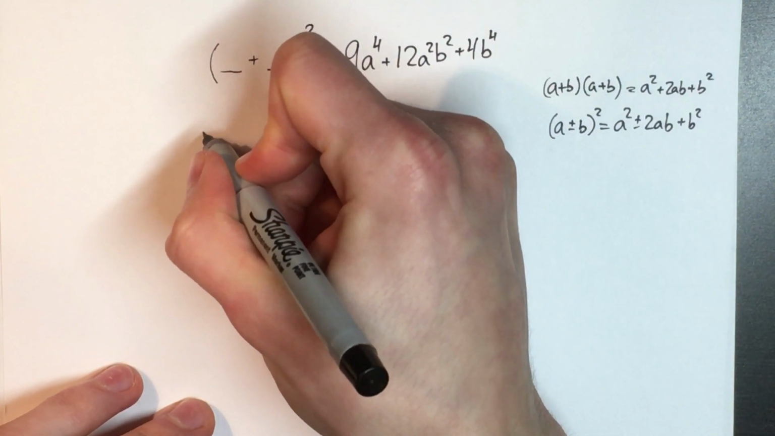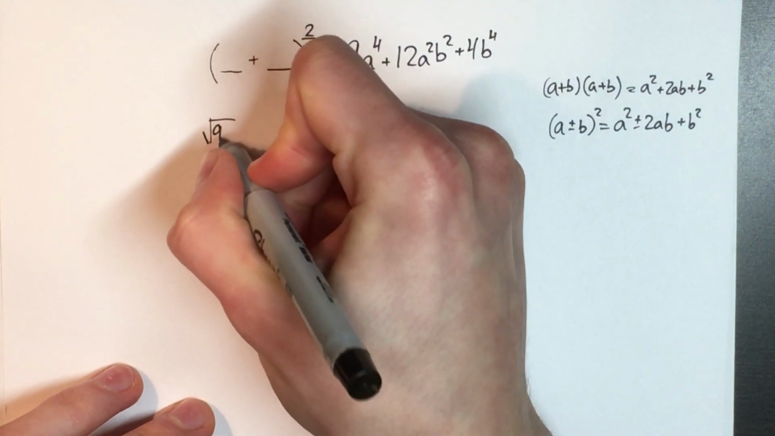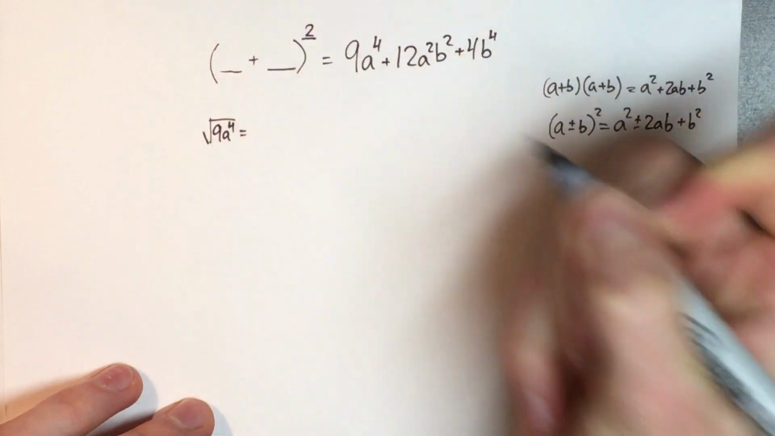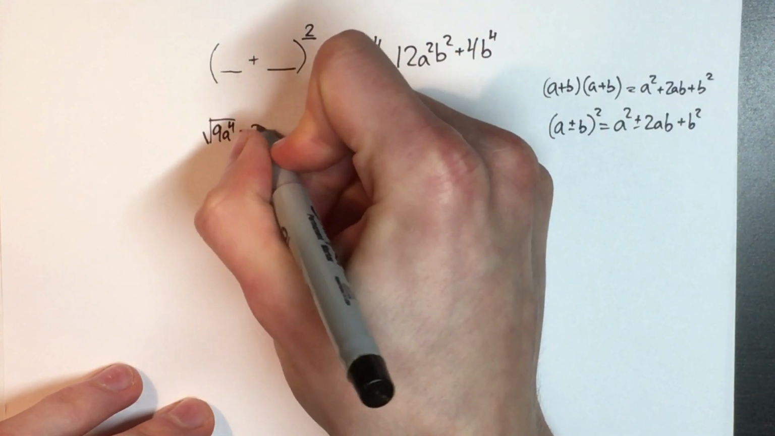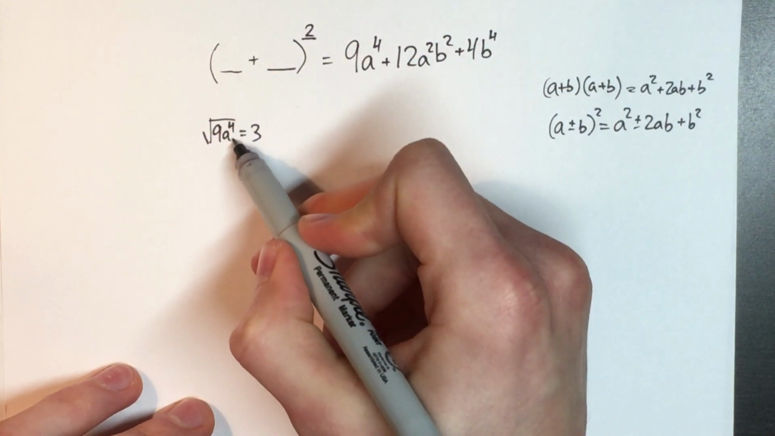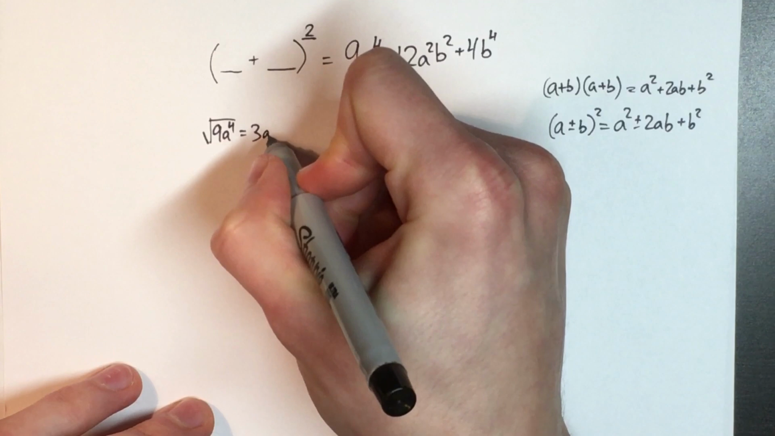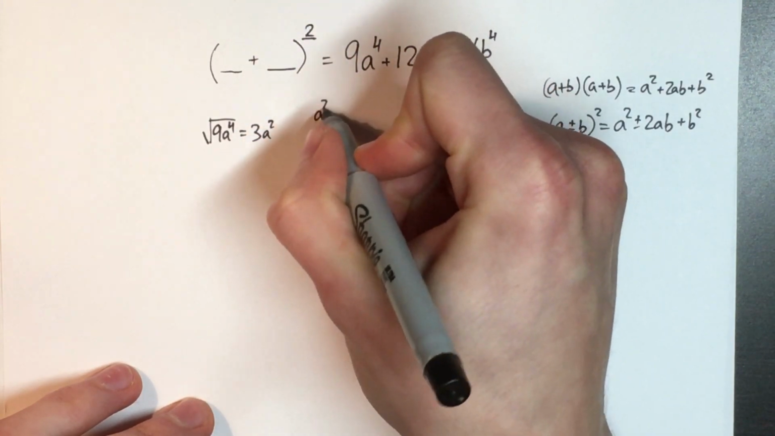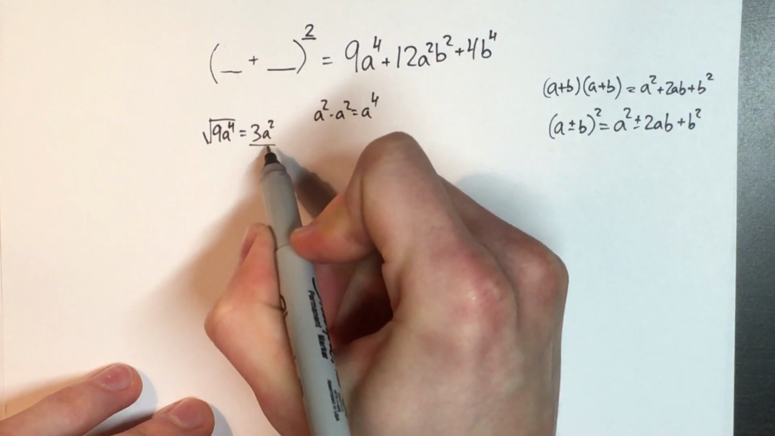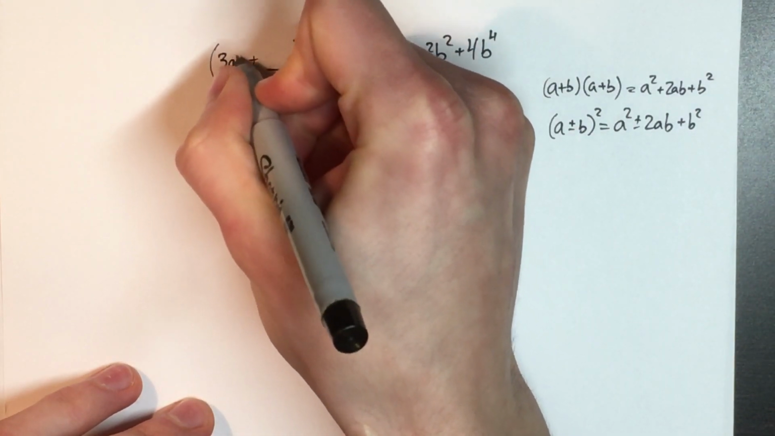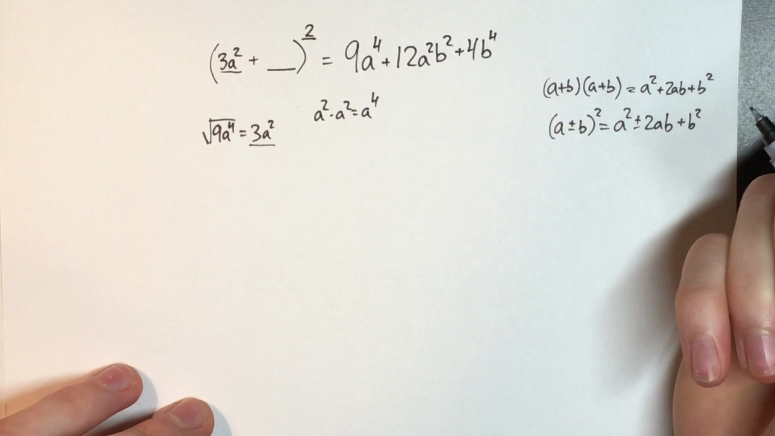Let's take the square root of 9a to the 4. What does that give us? Well, it gives us square root of 9, so 3, times square root of a to the 4, which is a squared, because again, a squared times a squared would give us a to the 4. So this is our first term in our binomial here, 3a squared. Let's figure out the second one.